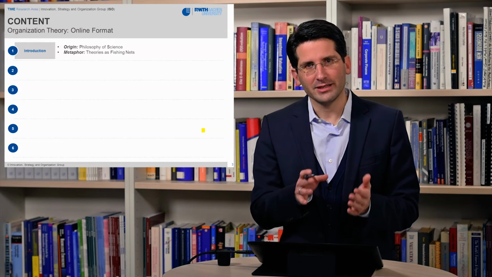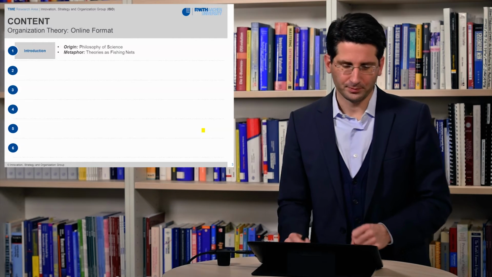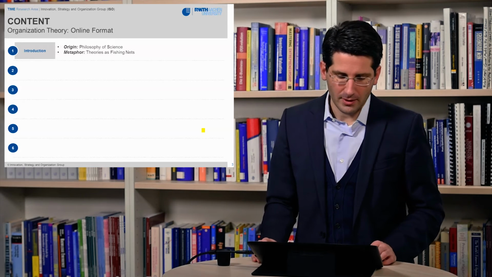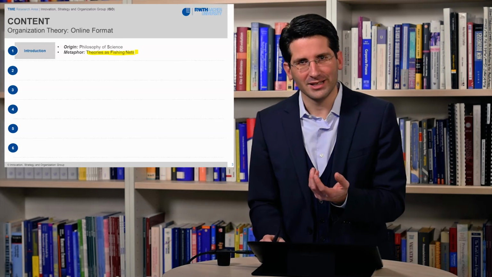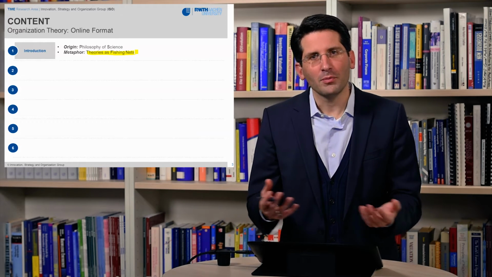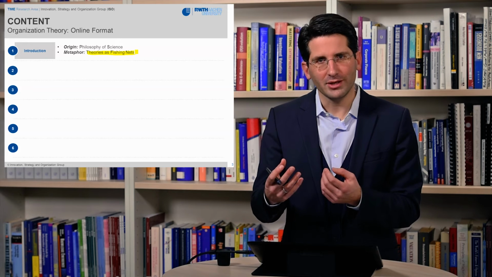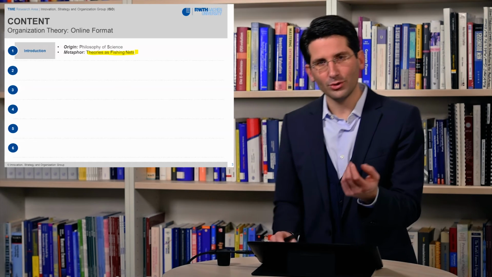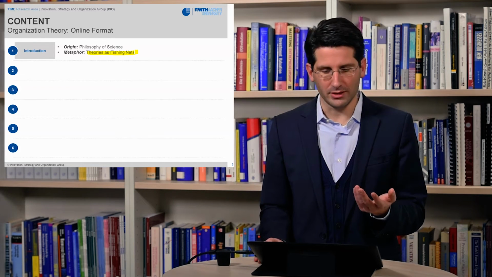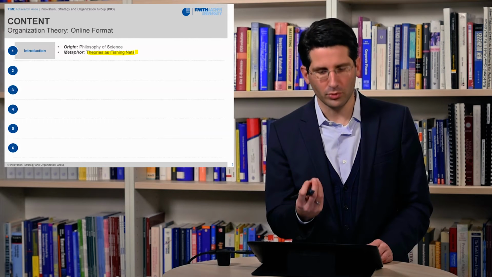This course is subdivided into 6 sessions, and each session will have one dedicated theme. We'll start off in our first session by exploring further this metaphor of theories as fishing nets. That is, we want to understand why it is a good idea to have multiple theoretical perspectives in our bag, if you want, so that we are able to appreciate the multifaceted nature of organizational life as we encounter it. And to discuss the value of theoretical pluralism, we will look at the philosophy of science to guide us with regards to this very important question.